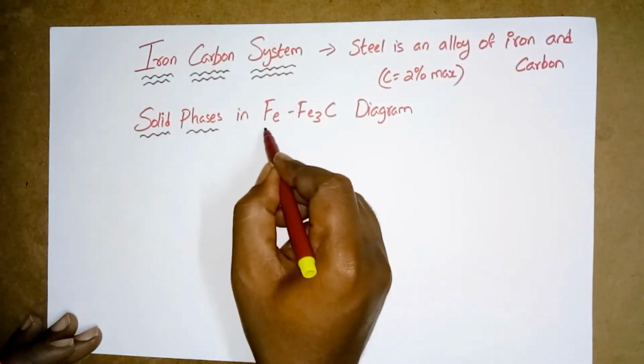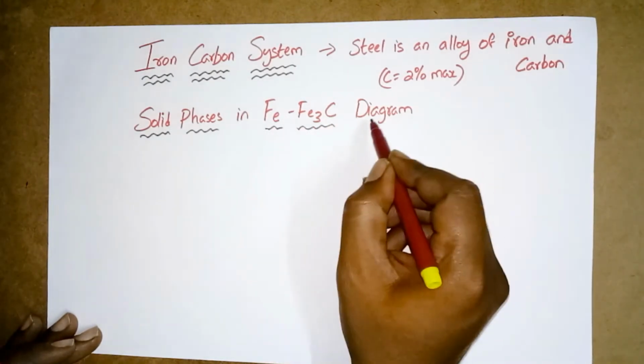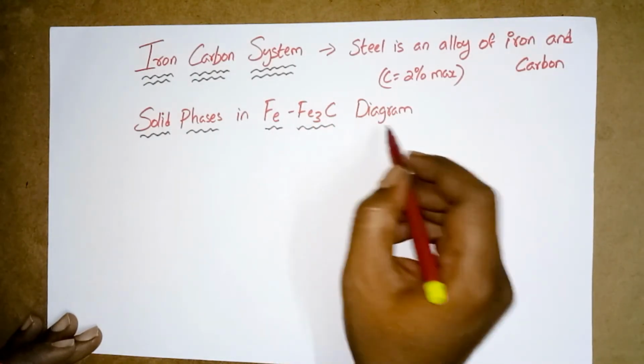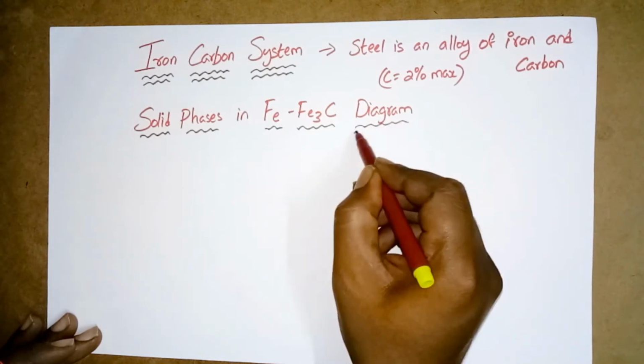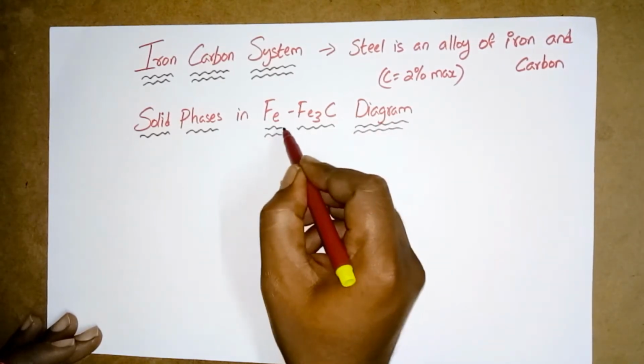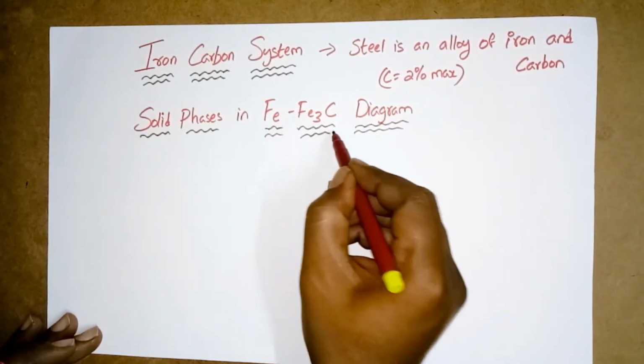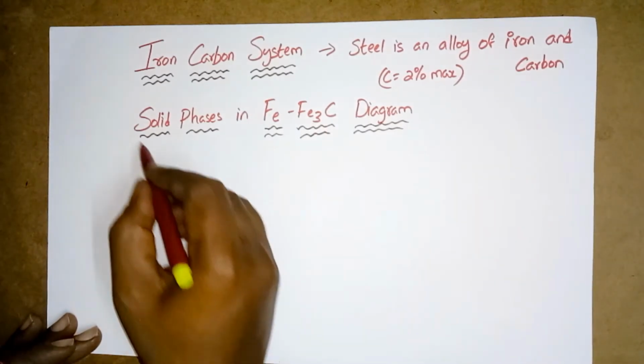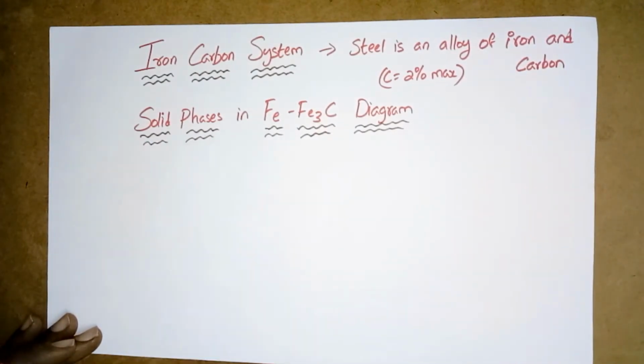First we will start with the carbon atom. The carbon atom is smaller than the iron atom and dissolves interstitially in alpha, gamma and delta iron in different proportions.